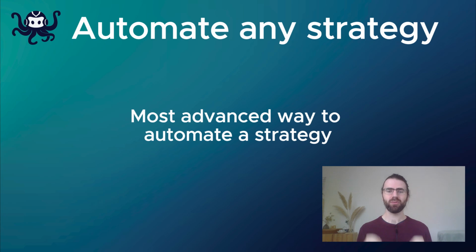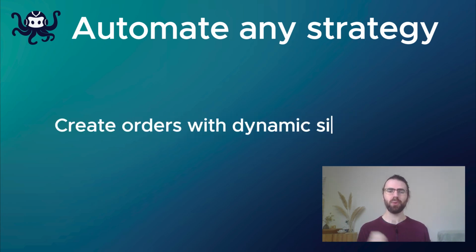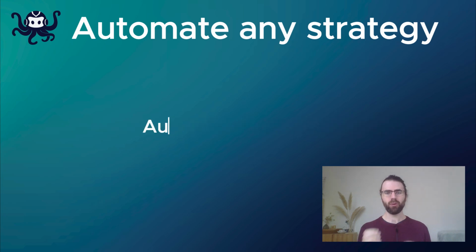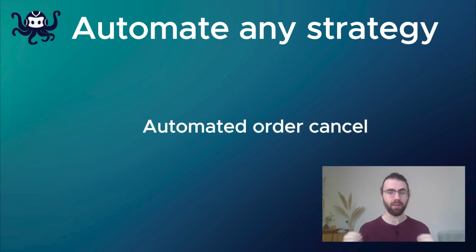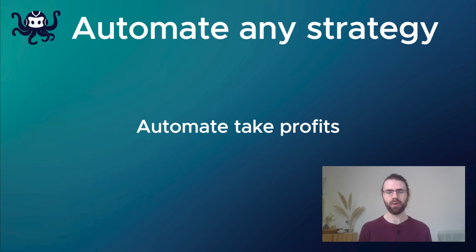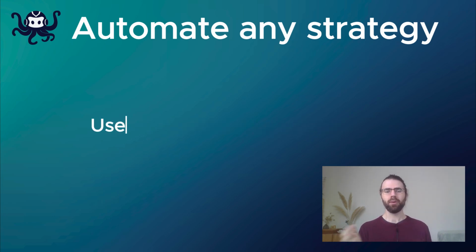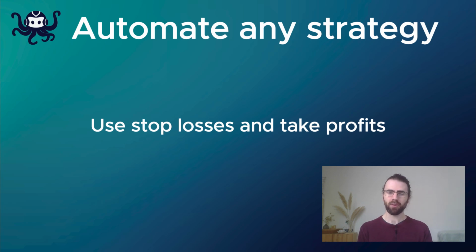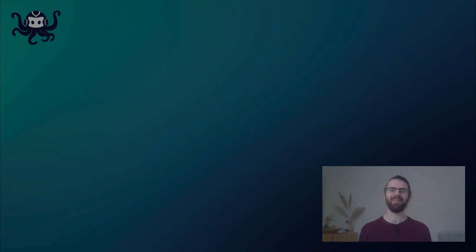This is the most advanced way to automate a strategy on OctoBot, and it allows you to create orders with dynamic size and price to perfectly fit your portfolio and profit targets. You can also automatically cancel orders at any time. You can accurately automate take profit using indicators or price targets. And finally, you can cover your positions using take profit and stop loss orders. So let's dive in.